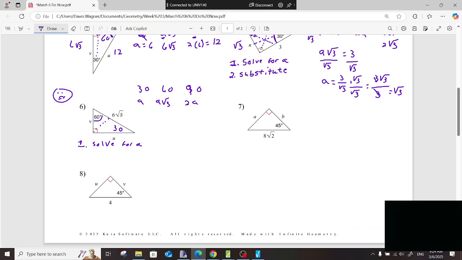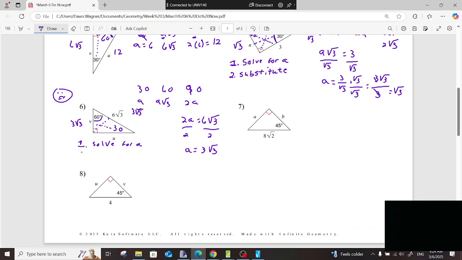So we're given across from the 90, so 2a equals 6 square root 3. What do I do to both sides then? Divide by 2, and a is equal to 3 square root 3. So now I know across from the 30 is 3 square root 3. Everybody agree with that? Did I go too fast?